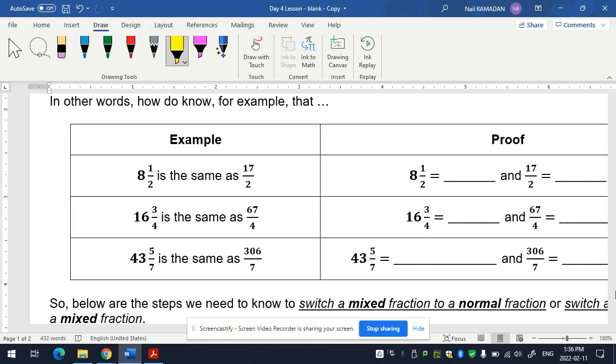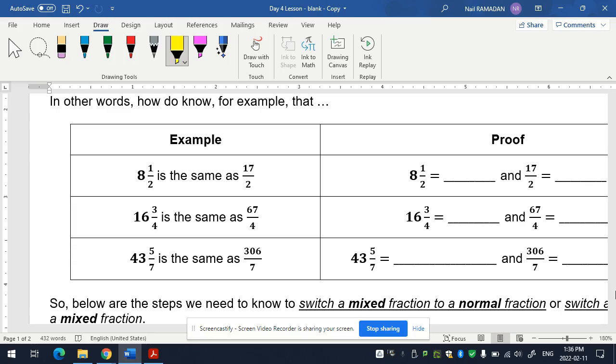Remember, whenever you want to check your work with fractions, sometimes you can use your calculator to calculate the decimal look of it. So my question is, what is 8 and 1/2 as a decimal?